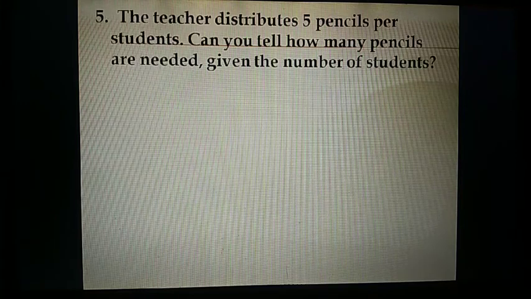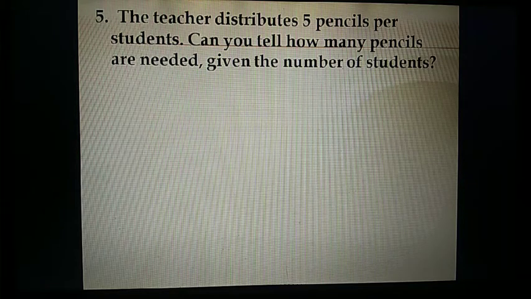Moving to question number 5. The teacher distributes 5 pencils per student. Can you tell how many pencils are needed given the number of students? Again, one student will get 5 pencils. So 2 students, 10 pencils, 3 students, 15 pencils. It means we are using multiples of 5.